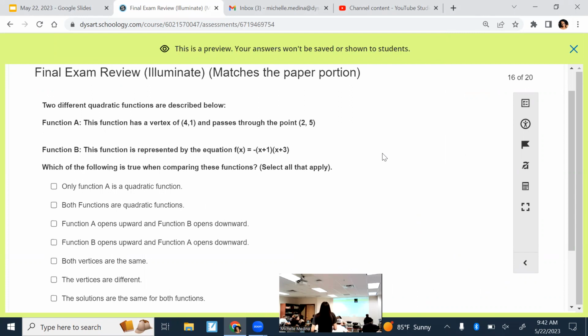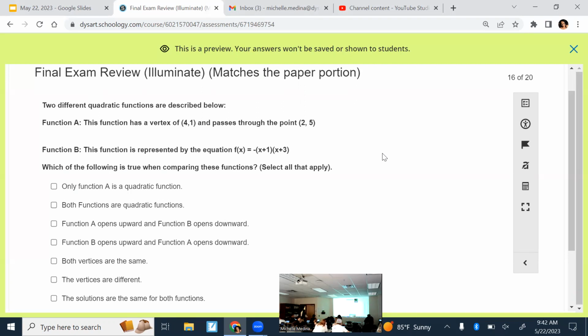So 2 different quadratic functions are described below. Function A has a vertex of (4, 1) and passes through the point (2, 5). Function B gives you an equation in factored form. Then we need to choose which of the following are true when comparing them, select all that apply. So we have to check every single one of them.